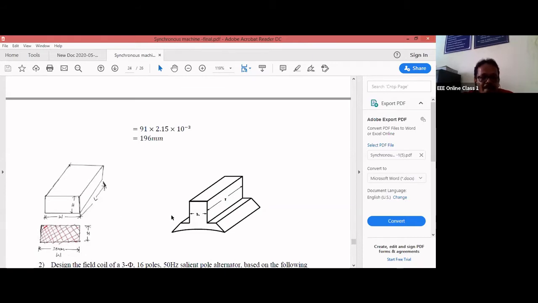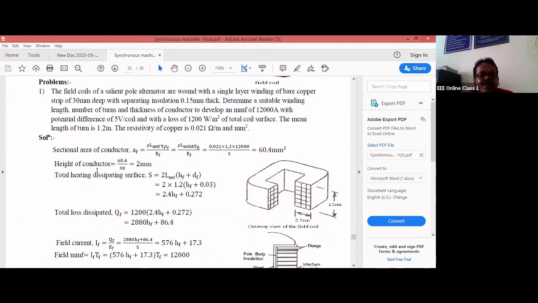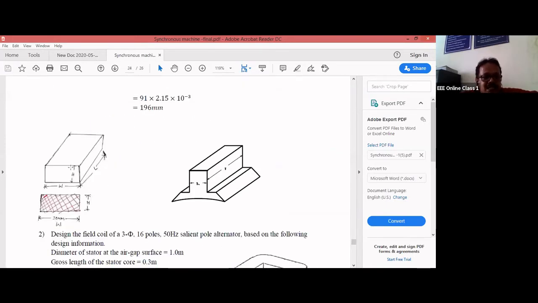So what you got here is width into height. From that width into height, you can calculate the height of the conductor. Width I already got. Width is given as 30 mm deep. So height I can calculate. The height of the conductor is nothing but the cross sectional area of the conductor, 60.4, divided by 30. 30 is your width. So if you come to this figure, the cross sectional area of the conductor you got is 60.4. We know this width, 30 mm deep.